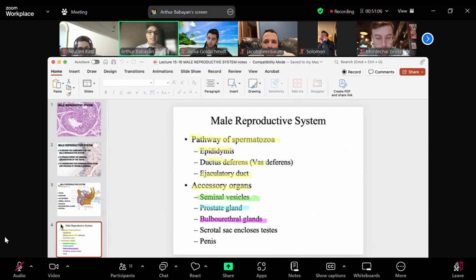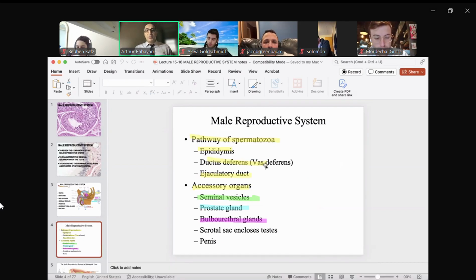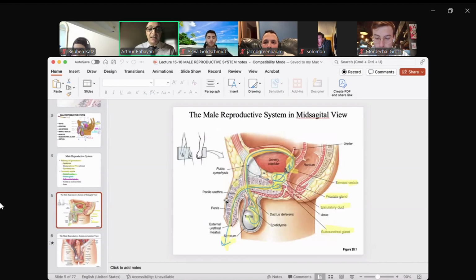The male reproductive system has primary sites for spermatogenesis, epididymis, ductus deferens, which is the vas deferens, and the ejaculatory duct. The accessory organs are the seminal vesicle, prostate gland, bulbourethral gland, scrotum, and penis. That is the anatomical part, exactly the same. From the testis, sperm travel to the epididymis, then the vas deferens, mixing the spermatozoa with the seminal vesicle product, the prostate gland secretion, and the bulbourethral gland secretion, and it becomes semen.